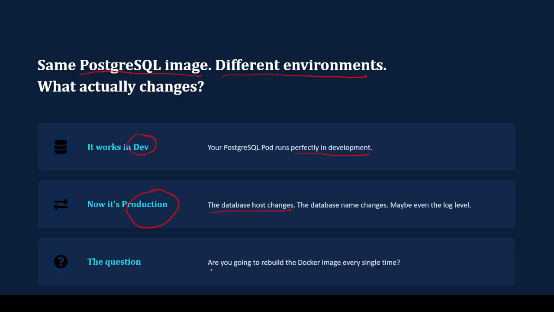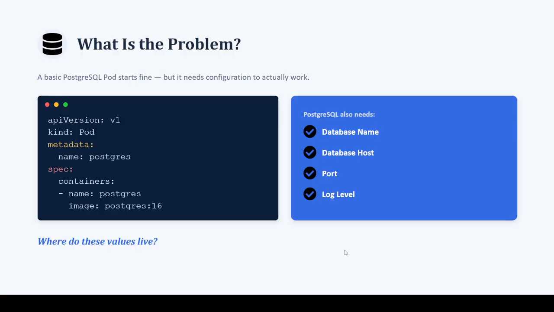So now the question is, for the different environments, are you going to rebuild the Docker image every single time? No, right? We'll be using a single image across all the environments so that it is consistent in all the environments. So what is the problem over here?